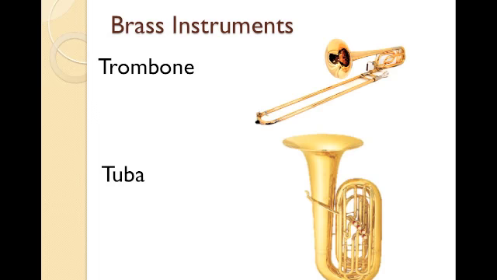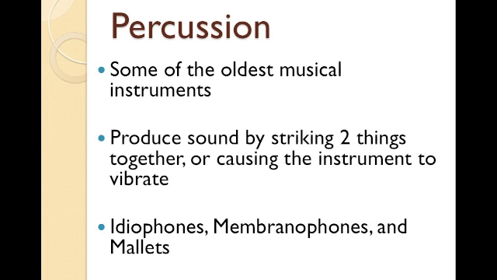Percussion are some of the oldest instruments we know of. The way most percussion instruments produce sound is simple. Two items are struck together, or the instrument is made to vibrate. There's an interesting description of world percussion at the start of this section of the text. Percussion fall into three broad categories: idiophones, membranophones, and mallets.